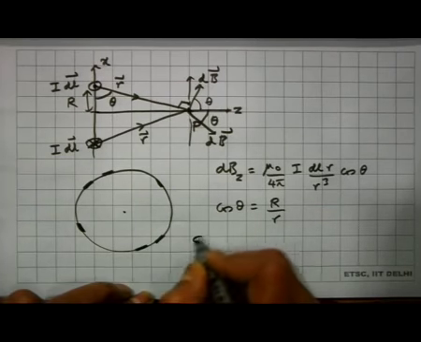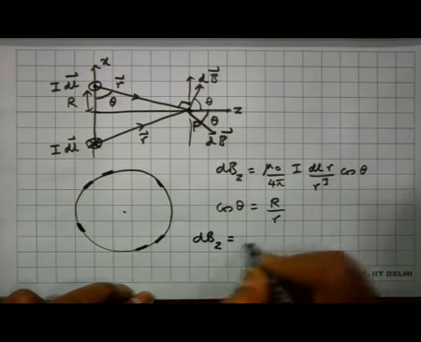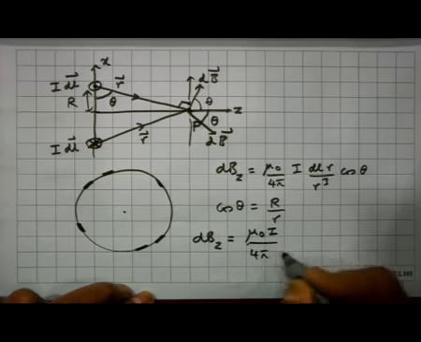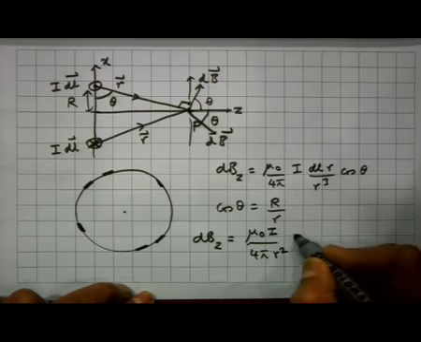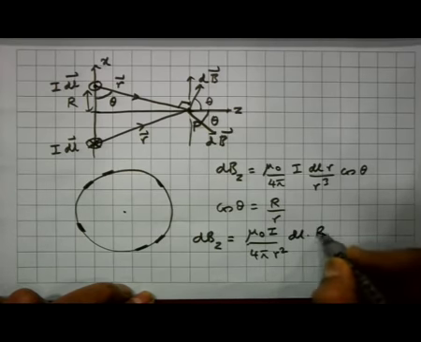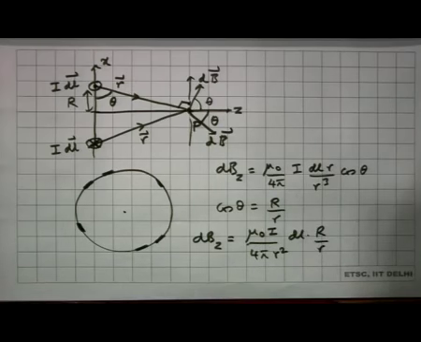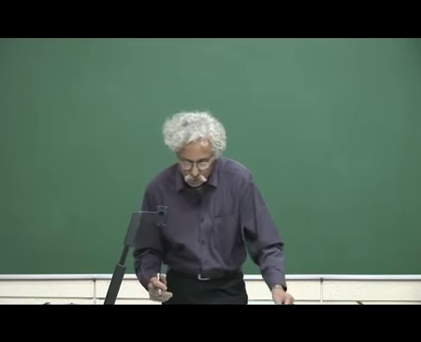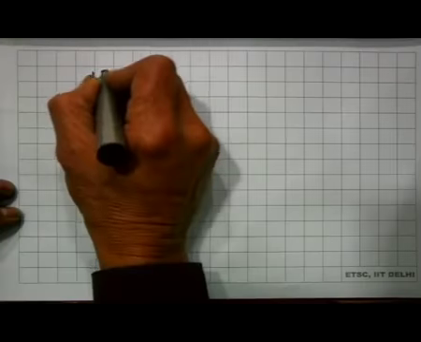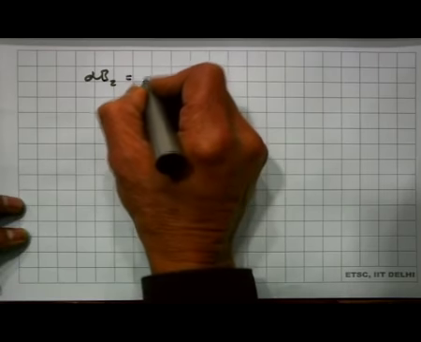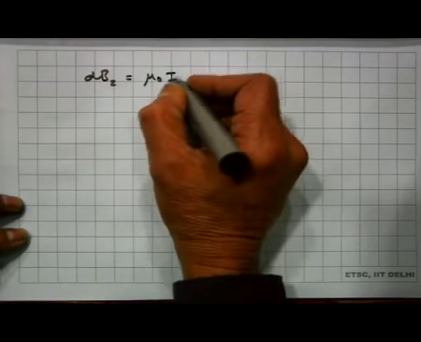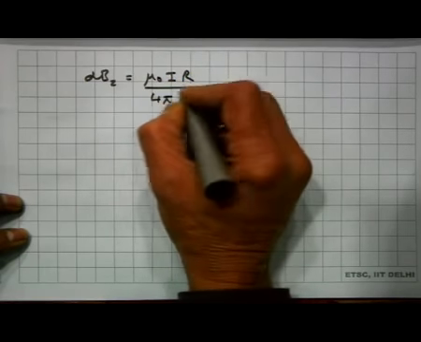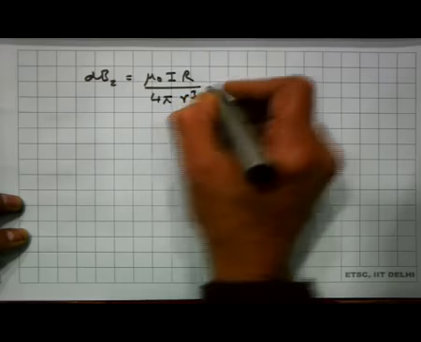So dBz becomes mu naught I by 4 pi r square dl into R by r. So I can write the magnetic field as mu naught I R by 4 pi r cube dl.